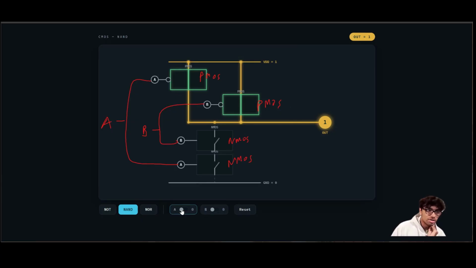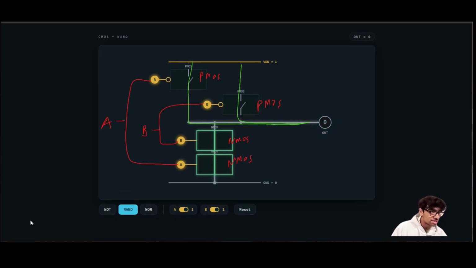If I turn A on, well, a path still exists from this wire to 5 volts. If I turn A off and turn B on, well, the path still exists through here. If I have both of them off, the path still exists. I need to have both of these PMOS transistors off so that the path exclusively exists from the output to ground. Let me erase these green markings.